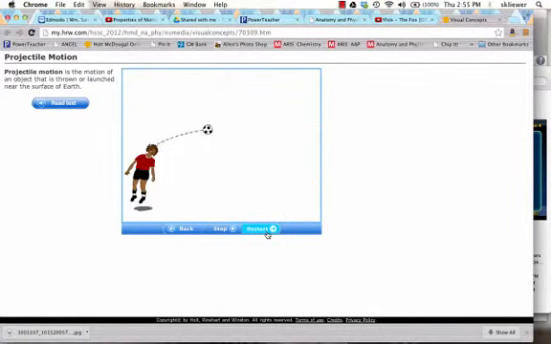Air resistance changes the path of a projectile. When traveling through Earth's atmosphere, the projectile's path is not a parabola. There you go, that's what it says.